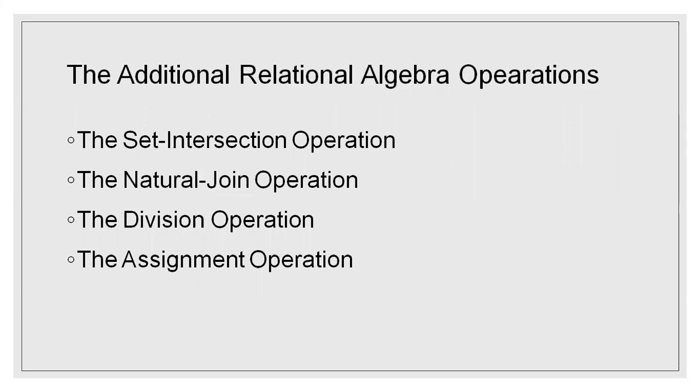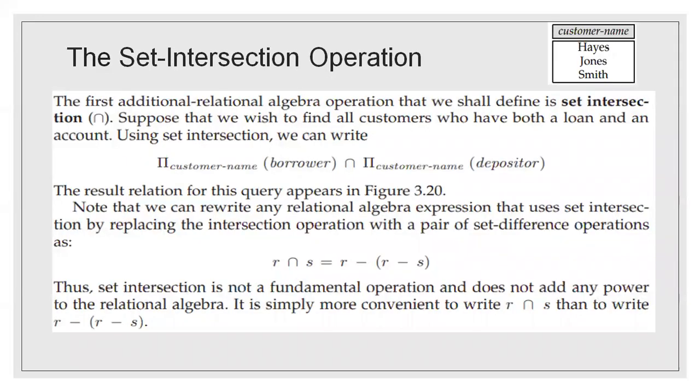We have these operations. First, the set intersection operation. Second, the natural join operation. Third, the division operation. And fourth, the assignment operation. So let us start one by one with what these additional relational algebra operations are. First, the set intersection operation.